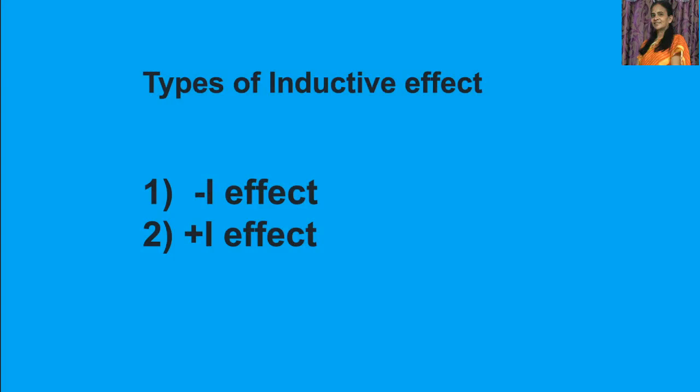Next. So how many types of inductive effect are there? We have already discussed this, as we are going to discuss the applications of inductive effect. So we are once again going through it. What is inductive effect? How many types are there? We have already discussed that there are two types of inductive effect. One is negative inductive effect, that is minus I effect, and the second one is positive inductive effect, denoted by plus I effect. This is capital I, minus I effect and plus I effect. So two types of inductive effects we can observe in molecules.